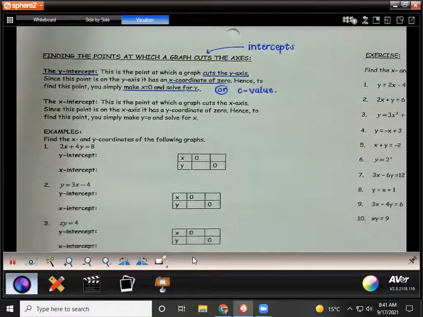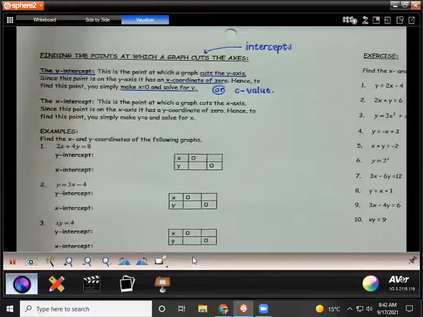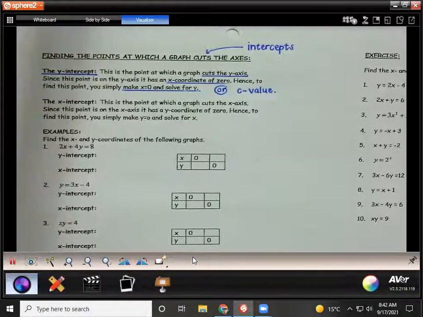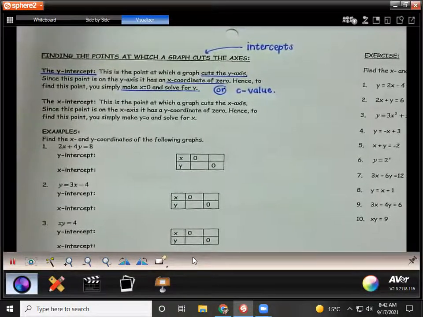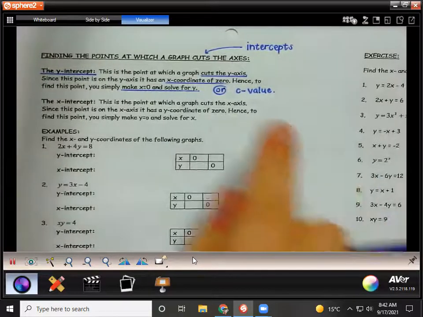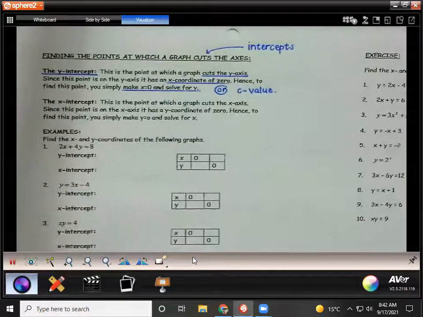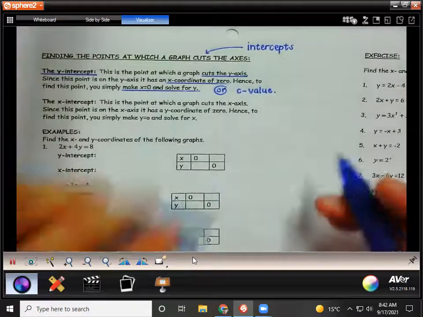But let's just recap. The y-intercept is where the line goes through the y-axis. It always has an x value of 0. So to find it, we have two options. Either it's just going to be the c value, or we're going to make x equal to 0 and then solve. Okay, we'll do examples of that just now.